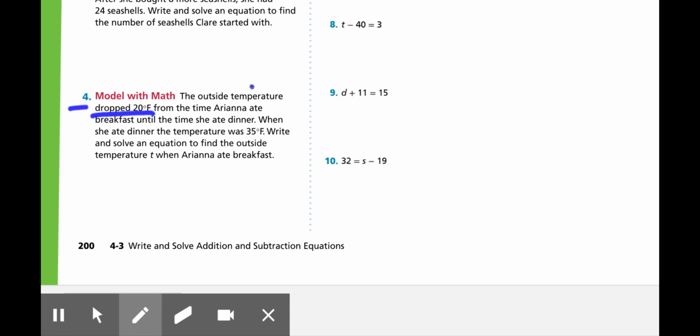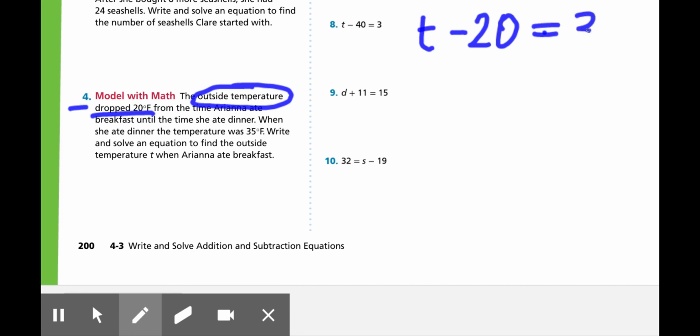Okay, so I have an outside temperature in the morning. Do I know what that temperature is? No, I don't. So it's going to be an unknown value t. But then what happens to that outdoor temperature? The outdoor temperature in the morning is going to drop 20 degrees. So I will have t minus 20. I got the t because I just chose any variable, any unknown amount. So I have t minus 20. Then when she eats dinner, it's 35 degrees Fahrenheit. So we will have t minus 20 is equal to 35.